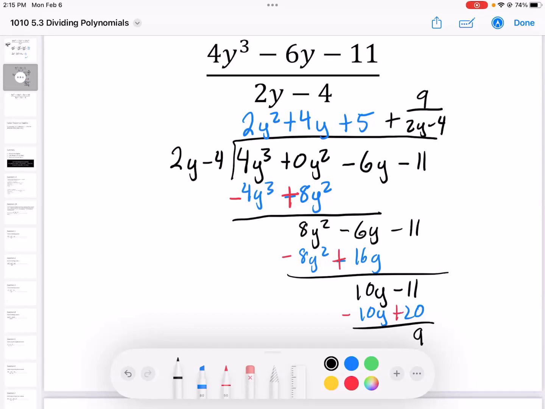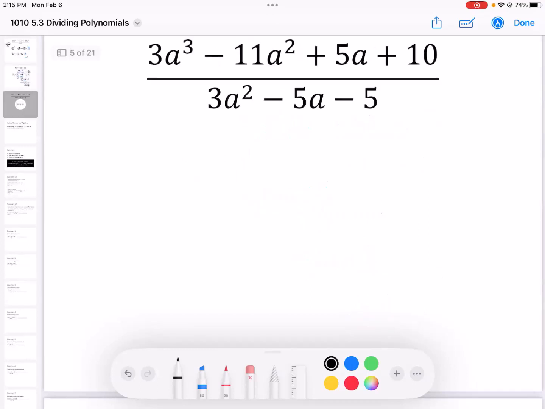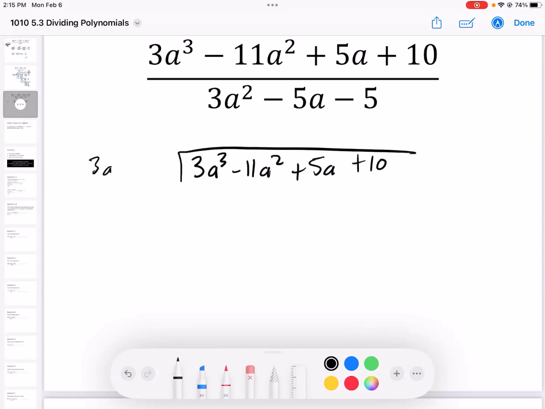Okay, would it be helpful if I do one more example, to kind of show that process again? Okay, so this one, we have a larger polynomial dividing this time. So we have 3a cubed minus 11a squared plus 5a plus 10, and we're dividing this by 3a squared minus 5a minus 5. So I'm going to start with my largest degree terms.